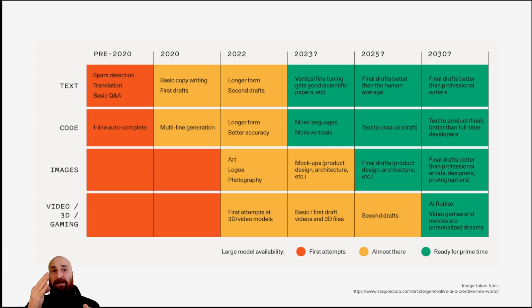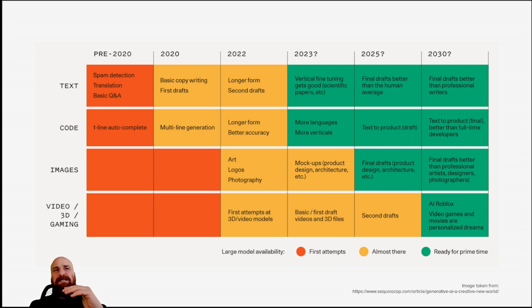If you look at this chart, you're going to realize that it's going from red to yellow to green. The red is the first attempts taken in the fields listed on the left side, which are text, code, images, and video, 3D, gaming. And the yellow ones are getting there. That's what they said in 22. And then green is about to happen.